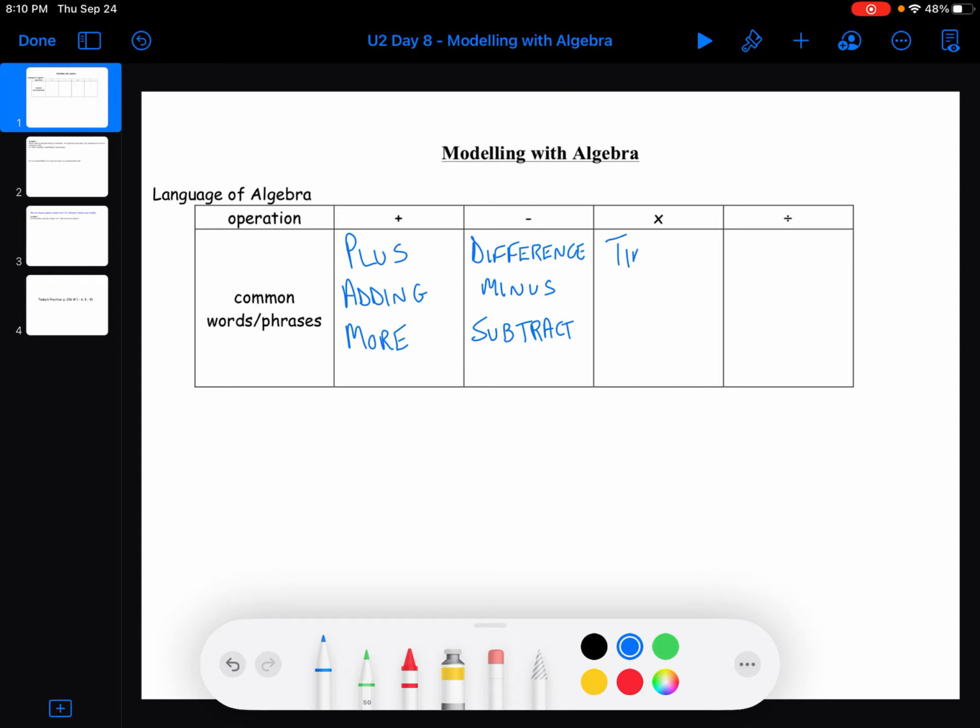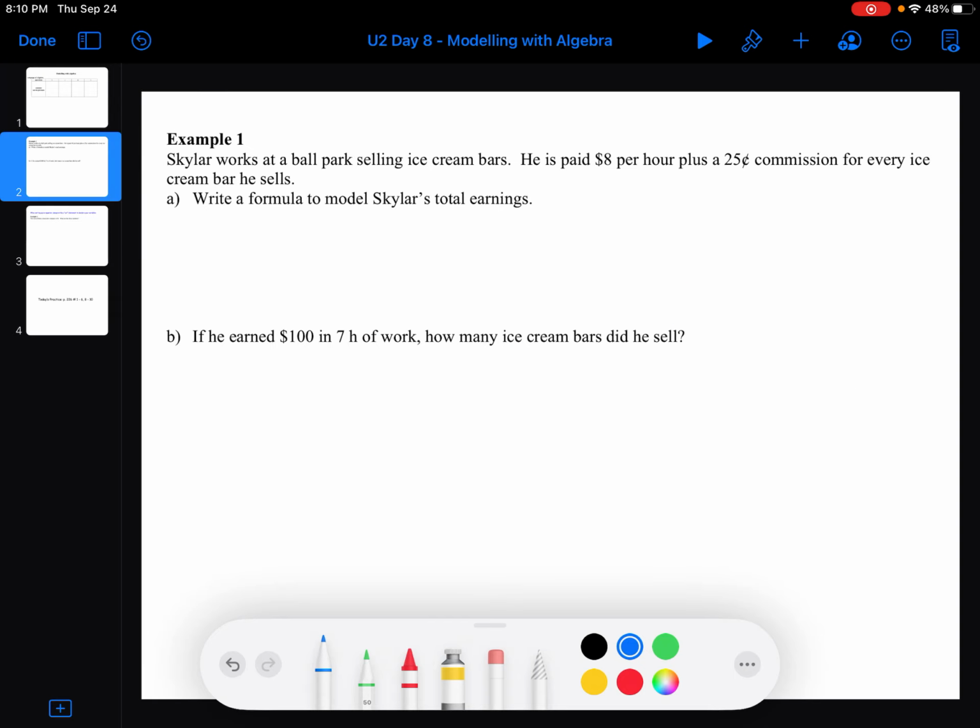Times would be times, product, multiply, and finally we've got divide, quotient, and even "out of" can mean divide as well. Okay, so if we look at a couple questions.